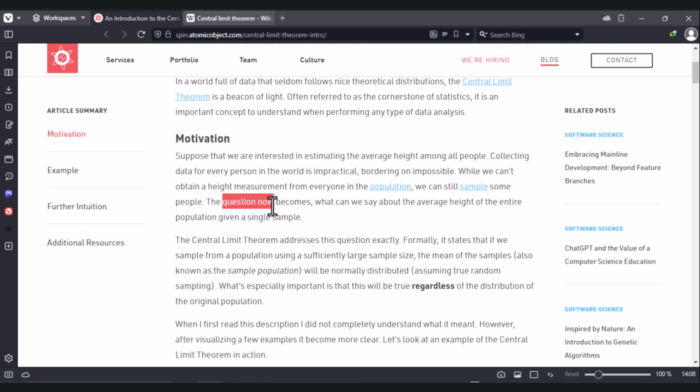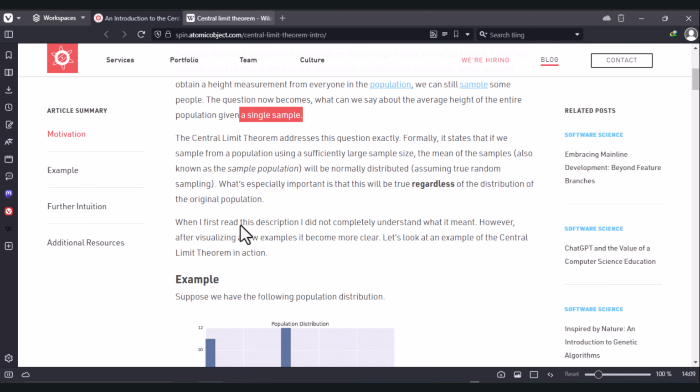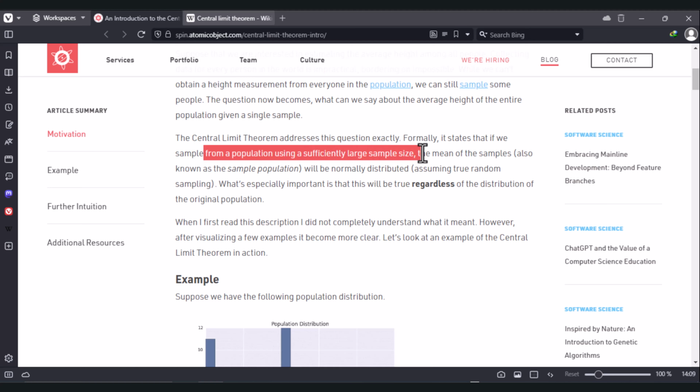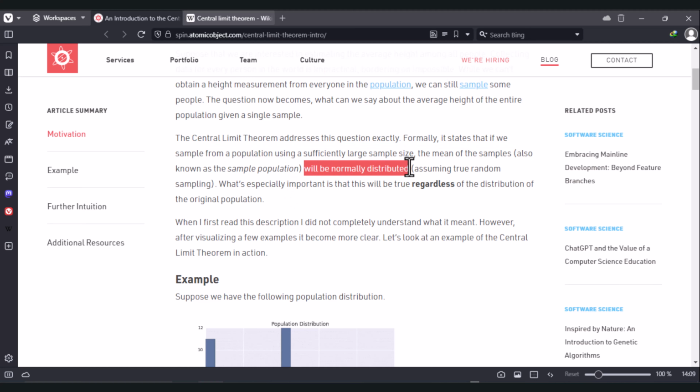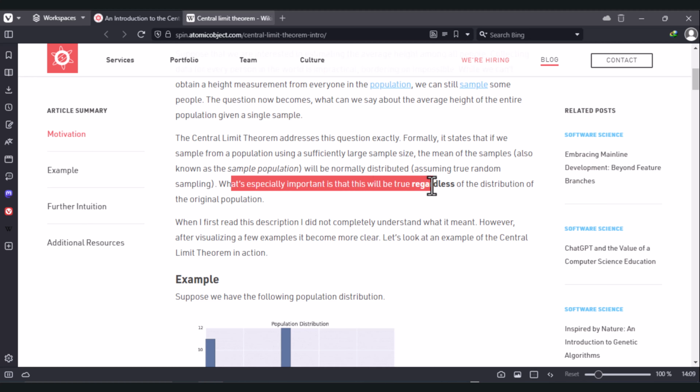So the question now becomes: what can we say about the average height of an entire population given a single sample? The central limit theorem addresses exactly this question. Formally, it states that if we sample from a population using a sufficiently large sample size, the mean of the samples will be normally distributed. Importantly, this is true regardless of the distribution of the original population.